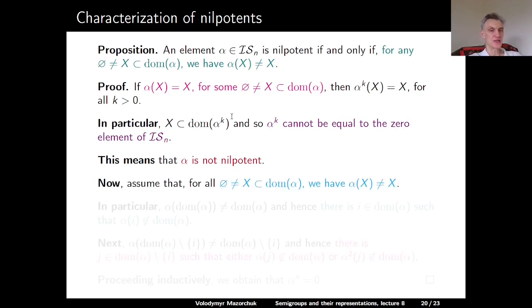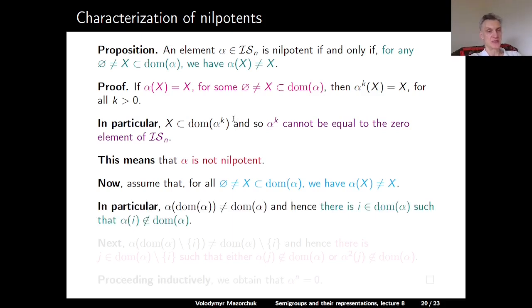For the second situation, let us assume that alpha is such that any non-empty subset of the domain of alpha is not invariant under alpha. We want to show that alpha is nilpotent in this case. So in particular, the whole domain of alpha is not invariant under alpha, so there is an element i in the domain of alpha such that alpha of i doesn't belong to the domain of alpha. But this means that alpha is not defined on alpha of i.